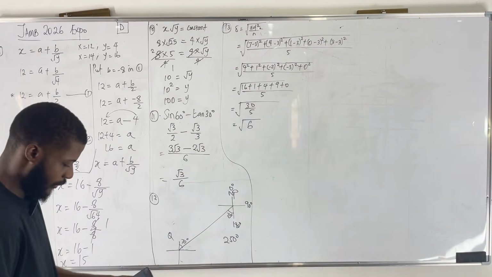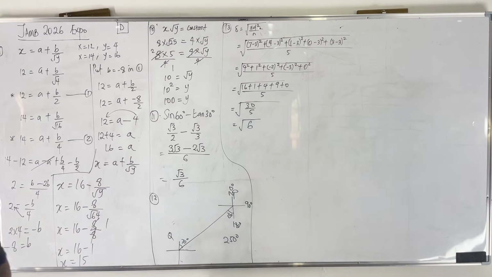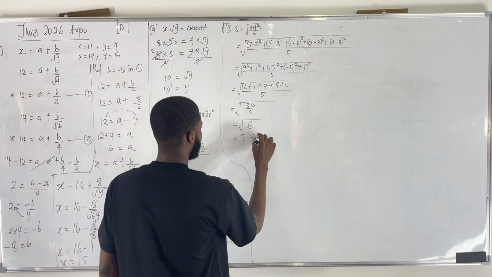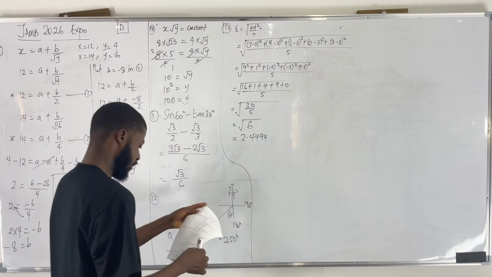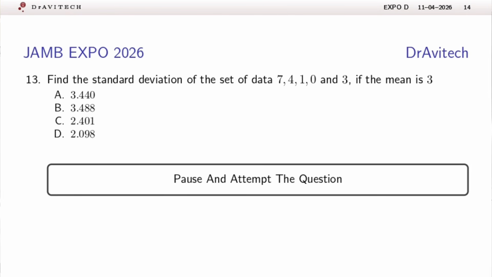So we have the square root of 6. That's 2.4494. So the answer will become, this is weird. I think I'll just pick option C. That's the closest, but there's no answer in the options. There's no exact answer, but I'll just pick that as the answer.